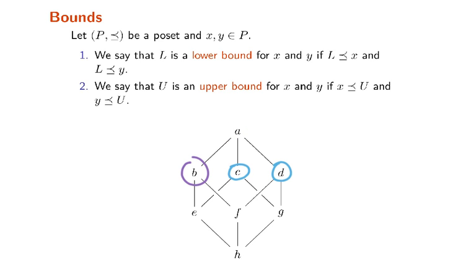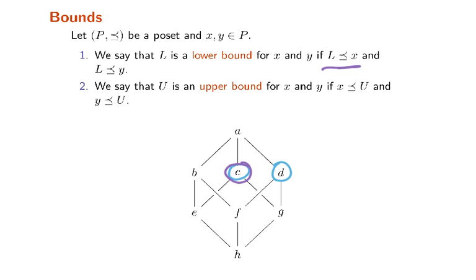Let's check another one. What about B? Is B a lower bound? Well, B is not less than C. Again, B cannot be a lower bound. Let's check with C. Is C a lower bound for C and D? We have to be careful here. Well, C is less or equal than C, right? Remember the loops here. So that's fine.